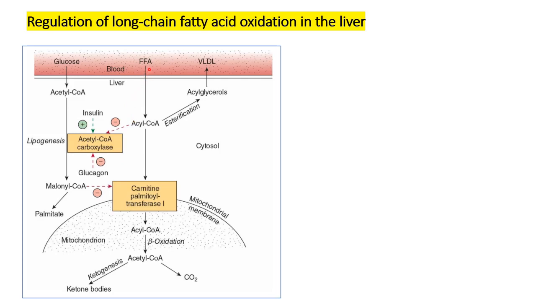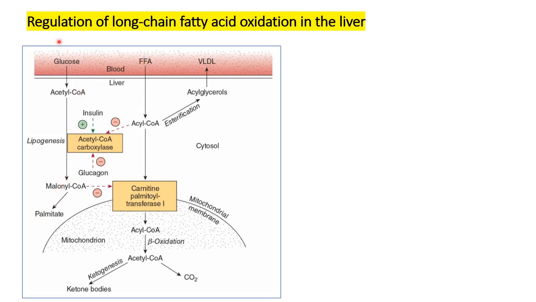Now, during this fatty acid oxidation, acyl-CoA is formed, and this acyl-CoA can inhibit one of the enzymes of lipogenesis, that is acetyl-CoA carboxylase. It means that during starvation, fasting, or diabetes mellitus, there will be no lipogenesis taking place.